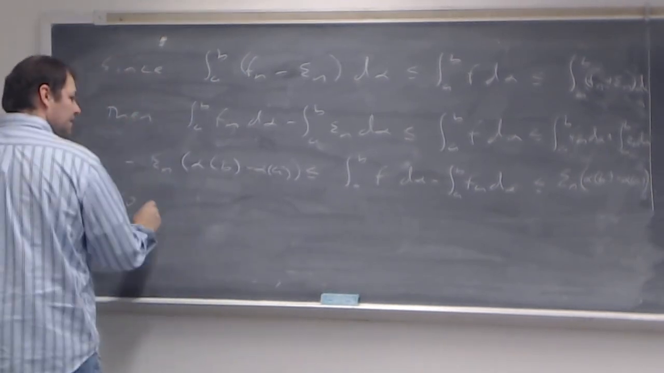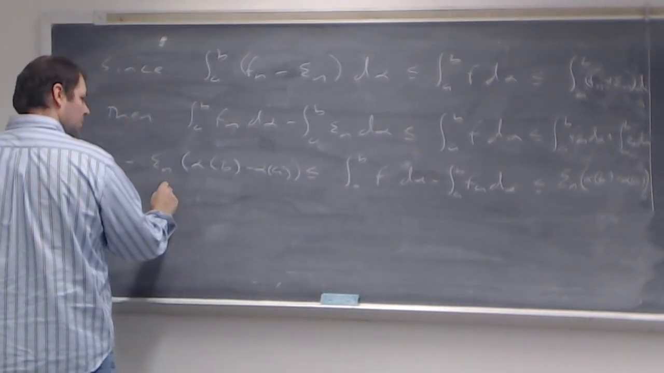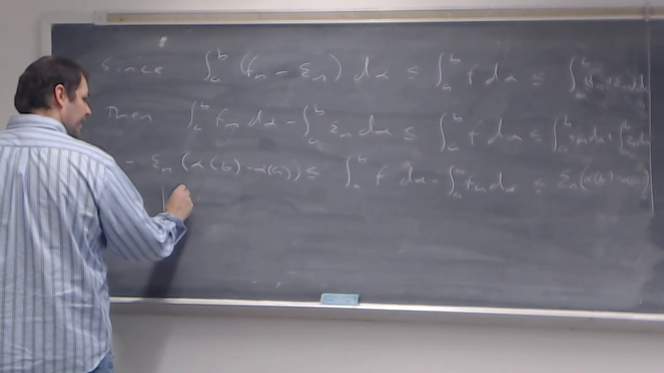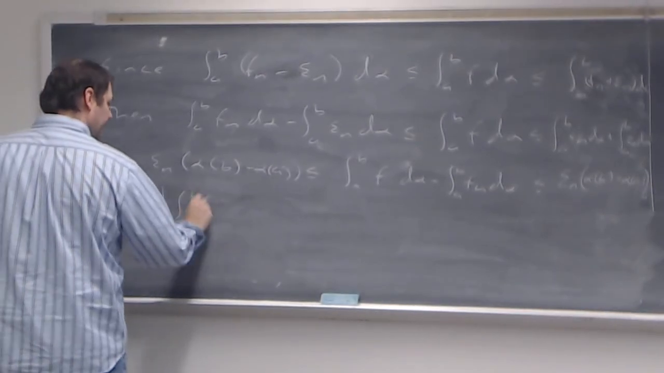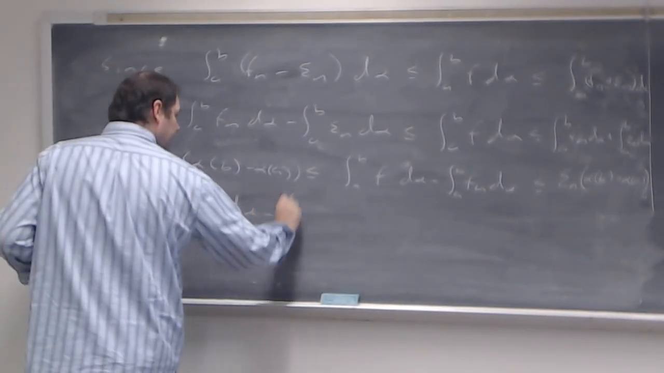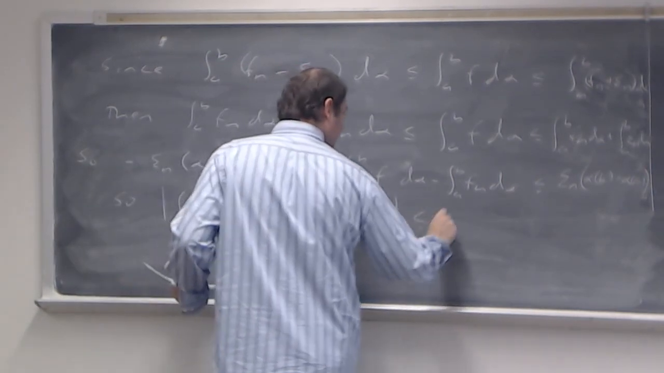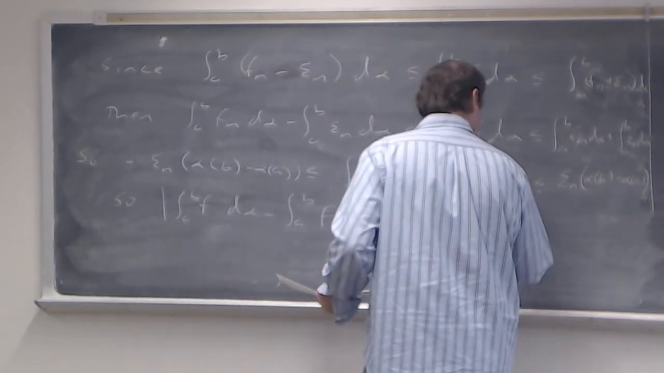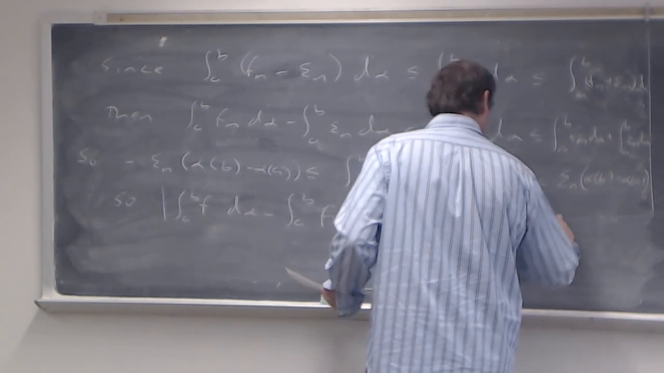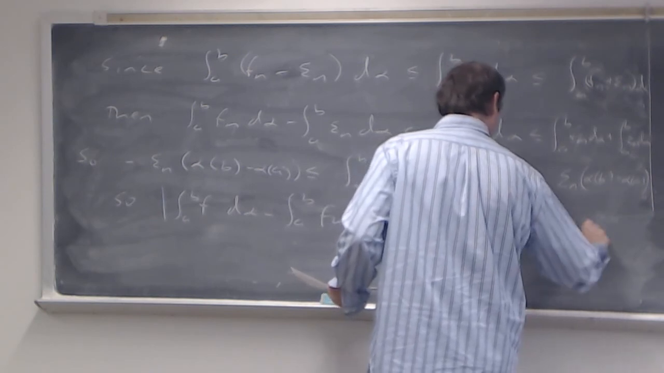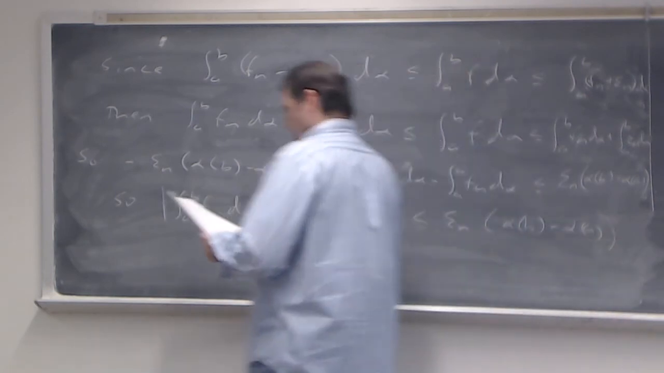So that says that the absolute value of the integral from a to b of f d alpha minus the integral from a to b of f sub n d alpha is going to be less than or equal to epsilon sub n times alpha of b minus alpha of a. Okay?